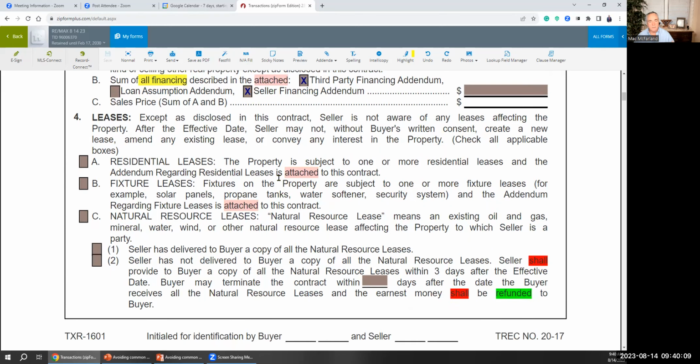Residential leases, just to touch base on this. If the property you're getting ready to write an offer on has a lease, that residential lease addendum is supposed to be attached. And it tells you everything that needs to be done. So there shouldn't be a problem with that.